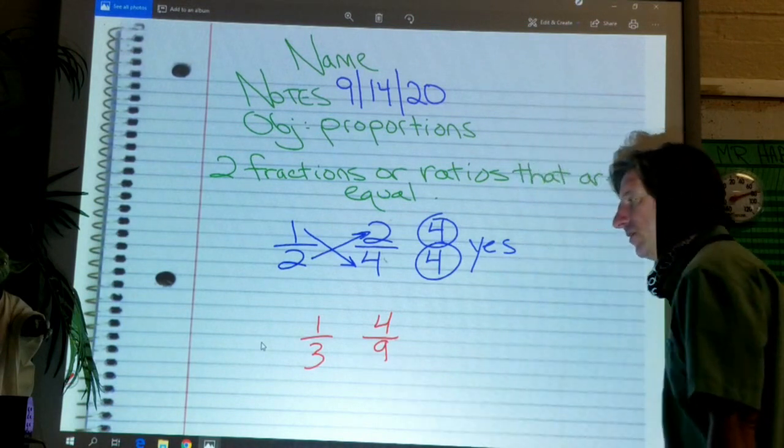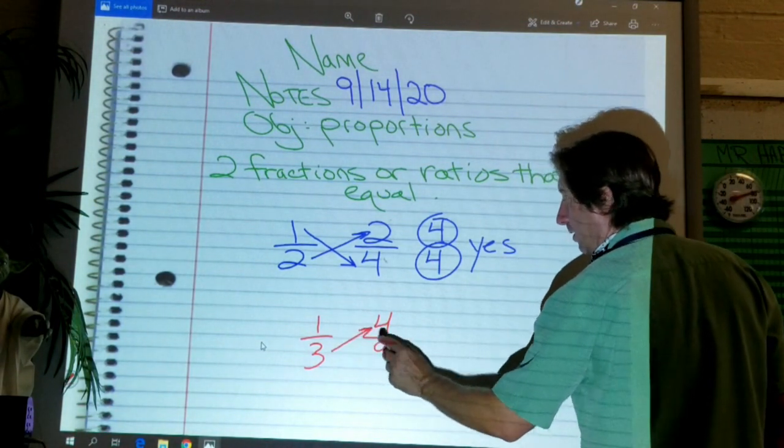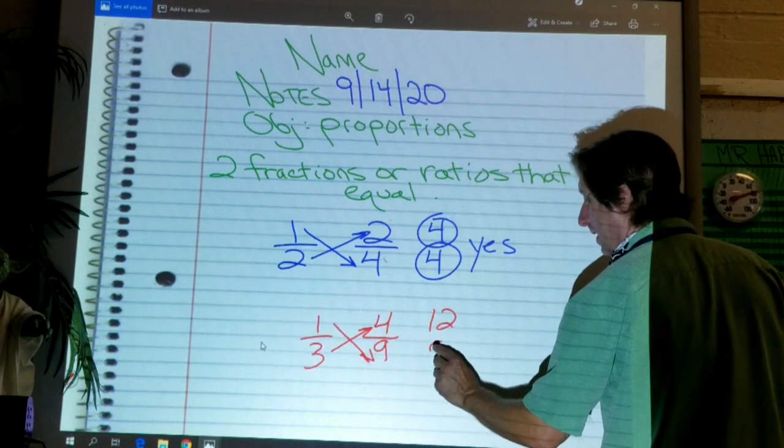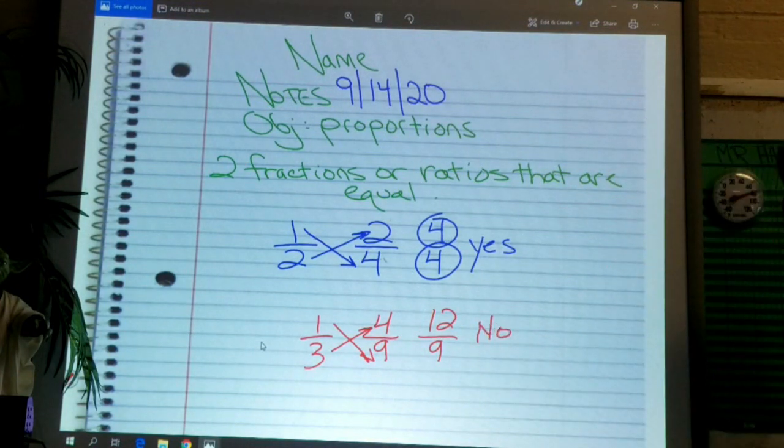One-third and 4/9. Let's see if these are proportional. So 3 times 4 is 12. 1 times 9 is 9. So this would be a no. Those are not proportional. 4/9 is actually a little bigger than 1/3. So that's all there is to what we're going to learn today. Just kind of getting the hang of this. Pretty easy stuff.